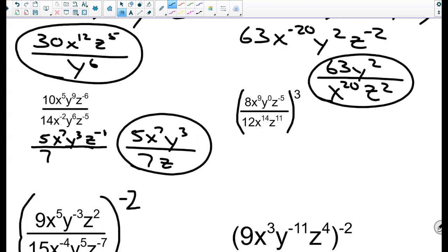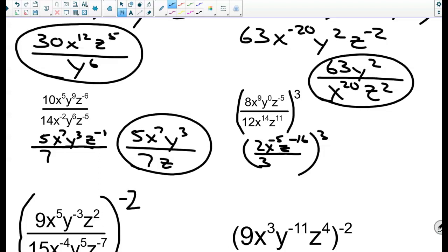The second one, I'm going to reduce first. I'm always a fan of reducing first. 8 over 12 is 2/3. 9 minus 14 is negative 5. Y to the 0 is just 1. We can get rid of it. Negative 5 minus 11 means the z is being raised to the negative 16. And we're cubing everything. Okay? Negative 5 minus 11, negative 16.